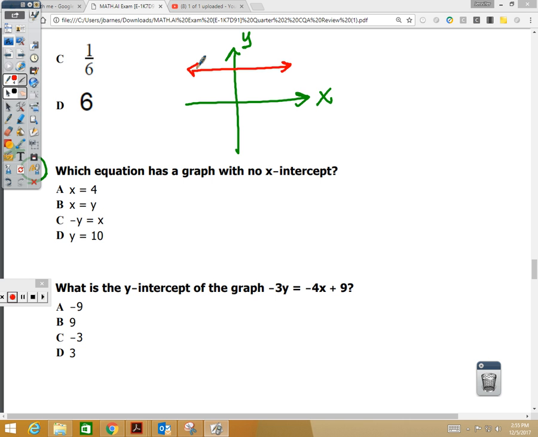So let's look at this. X equals 4. Do you know how you would graph that? Alright, so if x equals 4, let's say that's 4 on the x-axis, let's just pretend, then that means no matter what y is, x is going to be 4. So x equals 4 might look something like that, which is undefined slope. So it's not A.